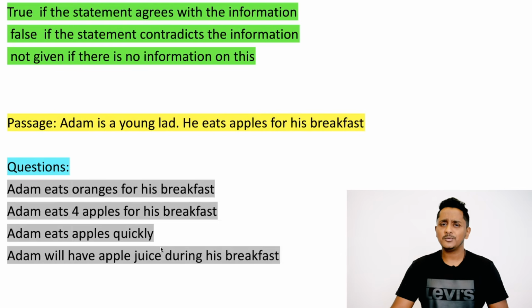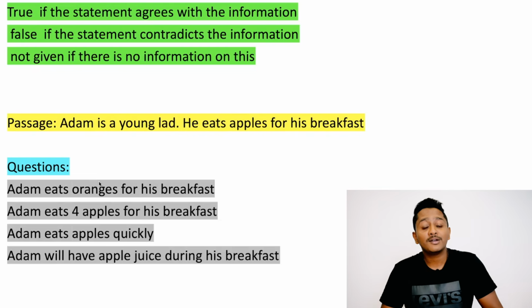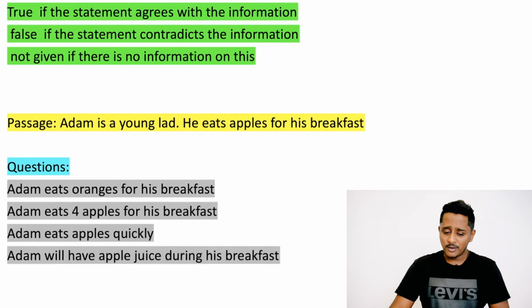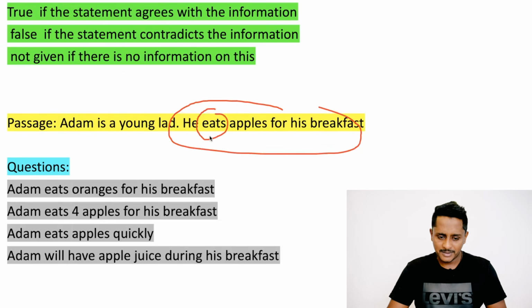This kind of question, what people end up thinking: oranges have not been given, they've given apples, so I don't know about oranges, I'll go with not given. No, it doesn't work like that. There's a concept called acting verb. So the entire thing is acted on this particular.